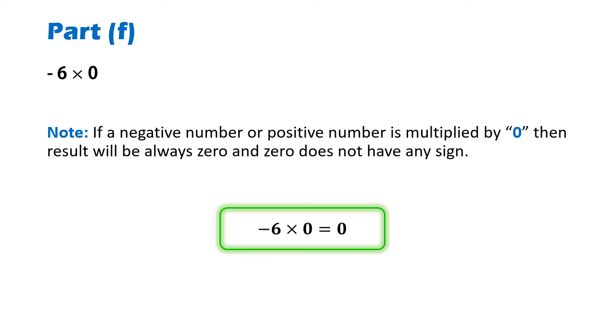Part F. -6 multiply by 0. Note, if a negative number or positive number is multiplied by 0, then result will be always 0, and 0 does not have any sign. Therefore, -6 multiply by 0 equals 0.